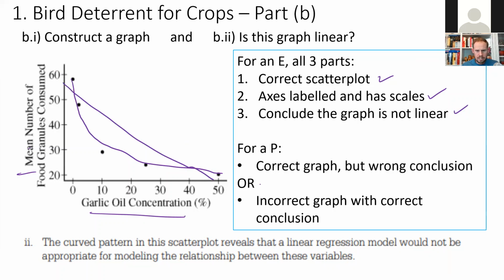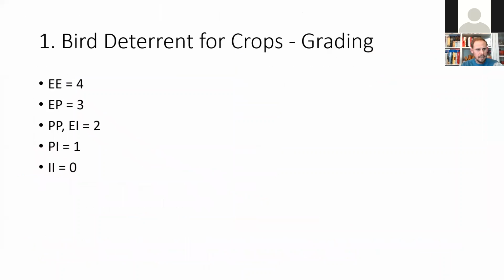All right, so if you messed up something, if you have the correct graph and the wrong conclusion, that's a P, or you have something messed up on your graph, like you forgot to label something, but you still have the correct conclusion saying that it would not be linear, that would also be a P. All right, and that's it for grading this one. So it was just the 2 parts. All right, so each E was worth 2 points, each P is worth 1 point.